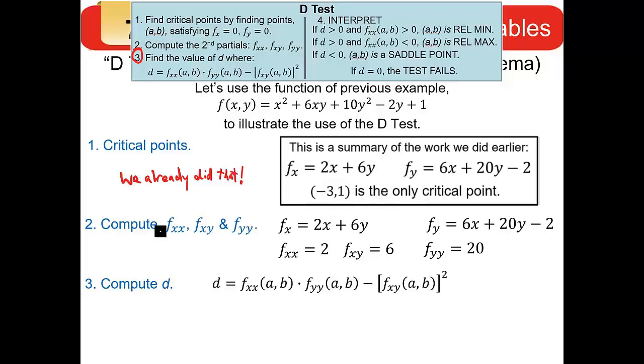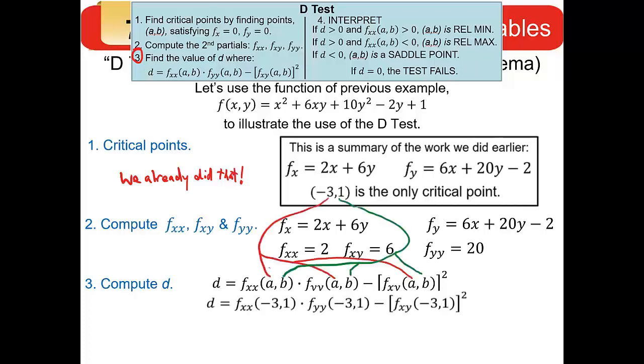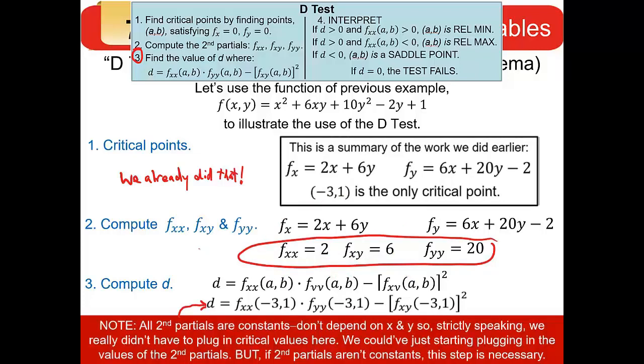So d is that funny looking expression. It's the second partial with respect to x times the second partial with respect to y minus that cross partial xy, that quantity squared. Technically, you're supposed to plug in the critical values for a and b. I will say, though, when the second partials are just numbers, you really don't even have to do that step because the values of x and y don't come into play. I put that step in there for completeness because sometimes you need it. But when the second partials are just numbers, you can just skip that step, or you can do it. It doesn't matter.